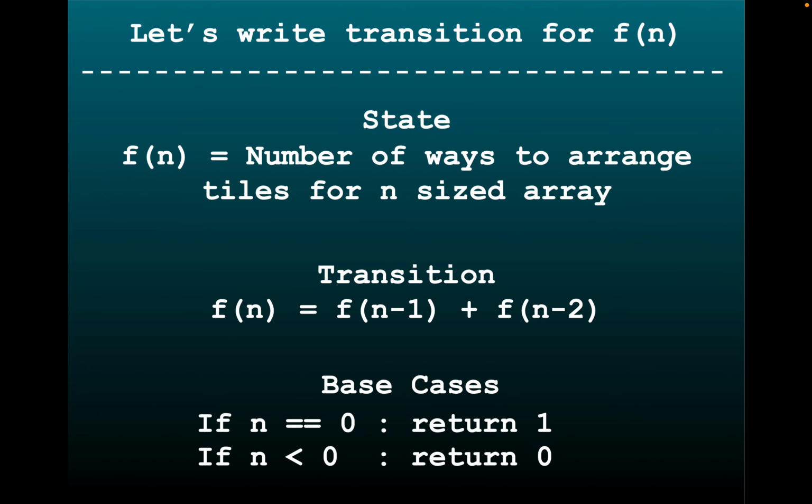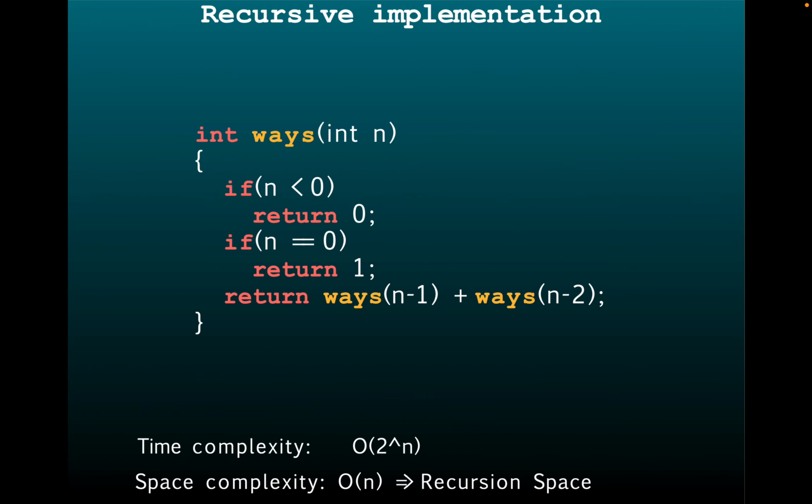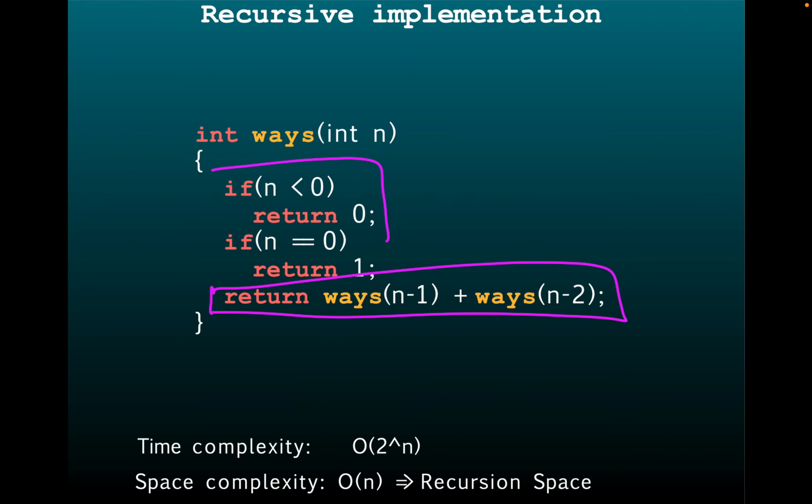Now let's try to write recursive code for this, which will look something like this. We just wrote the base cases. We just returned like it is a Fibonacci series, and we have the answer now. But here the problem is time complexity. We have seen in the recursive flow that the same problem is being computed many times, which is a problem.